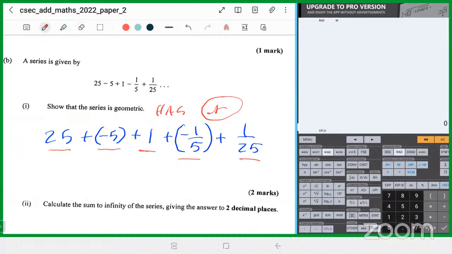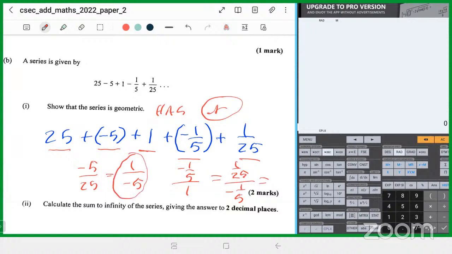Negative 1/5. Exactly. Not 25. A term divided by its preceding term. This divided by that, see? Minus 5/25, same as this divided by that. 1/-5, same as this divided by that. Minus 1/5 over 1, same as this divided by that. 1/25 over minus 1/5. All of them are equal, right? Minus 1/5. That is a common ratio.